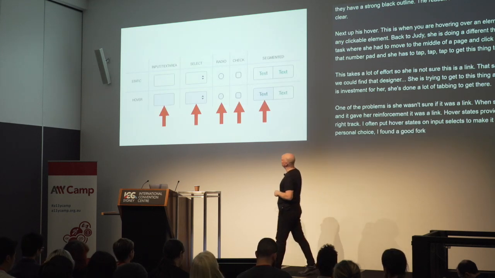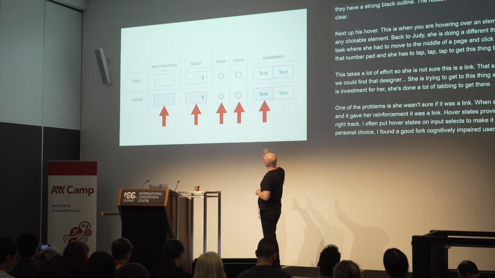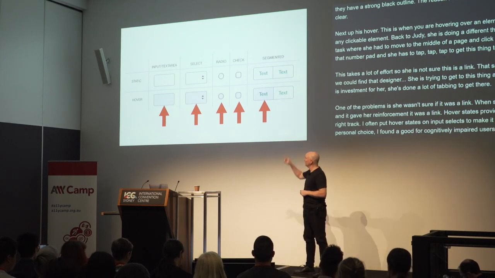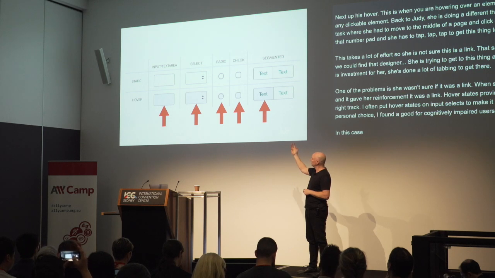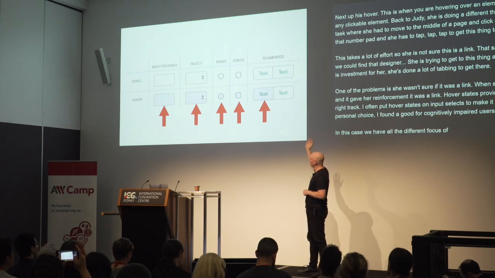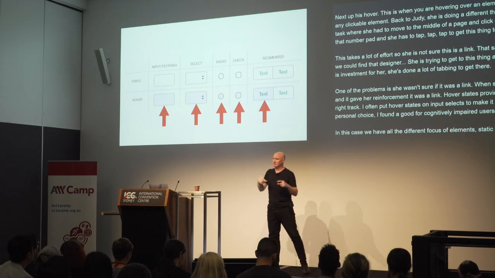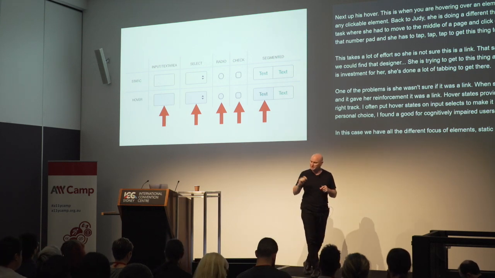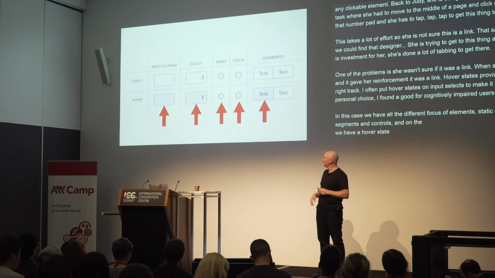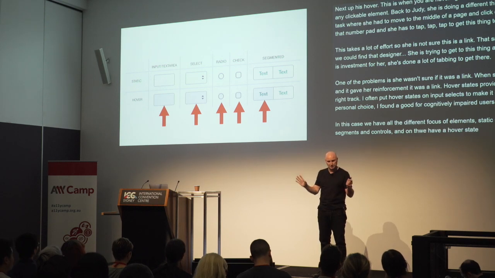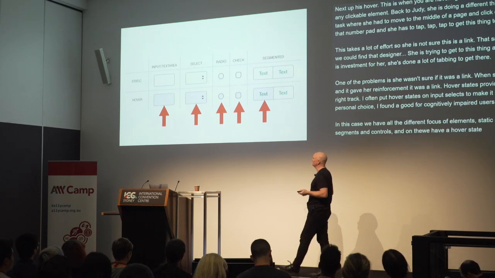So in this case, you'll see that we have all the different sort of focusable elements. We've got our static state for input, text area, selects, radio checkboxes, and segmented controls. One big breath. And on the next line, we have a hover state for them all. So even on inputs and selects, I put a soft hover state on there as well. That's a personal choice. You don't have to do it, but I just find it really helps users.